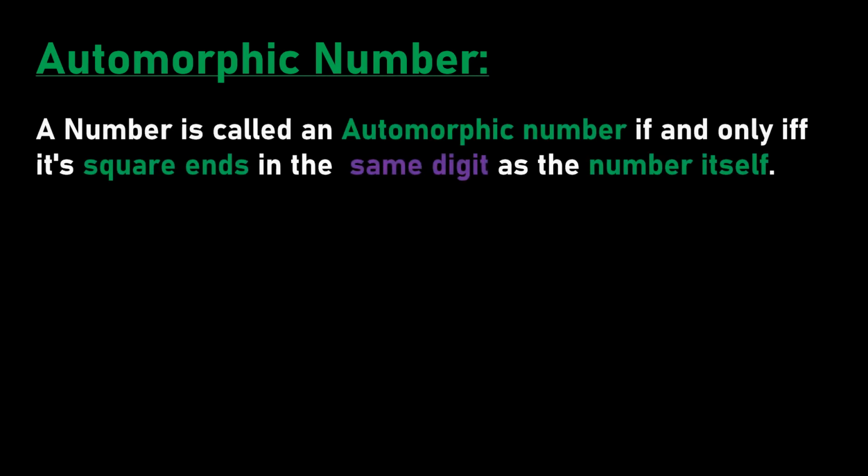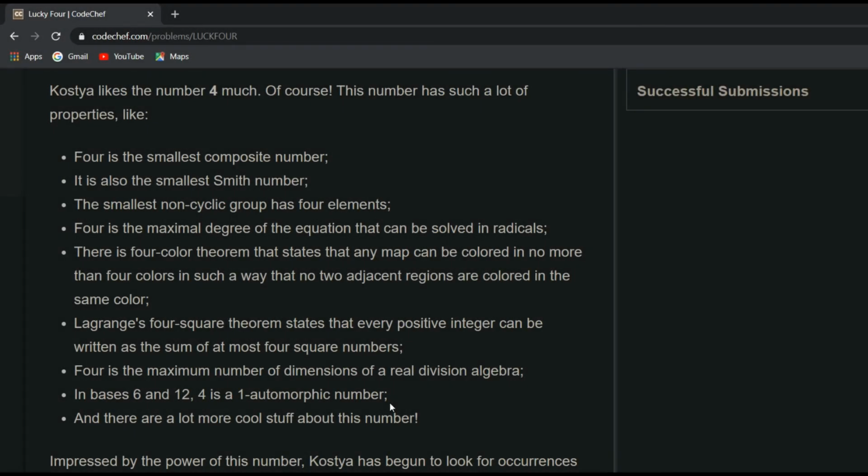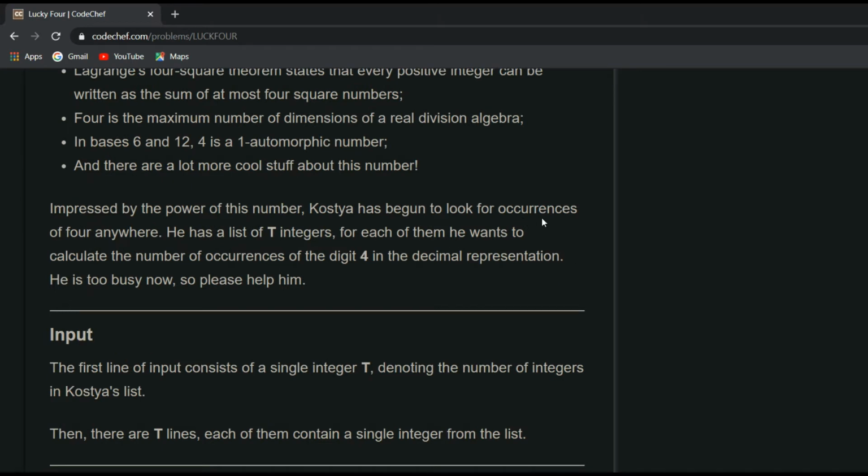A number is called an automorphic number if and only if its square ends in the same digits as the number itself. For example, if n equals 25, then 25 squared will be 625. So the last digits are the same as the actual number, which is called an automorphic number. For example, if you take 7, then 7 into 7 is 49, which is not automorphic. So here 4 is an automorphic number. Okay, and there is a lot more cool stuff about this number.